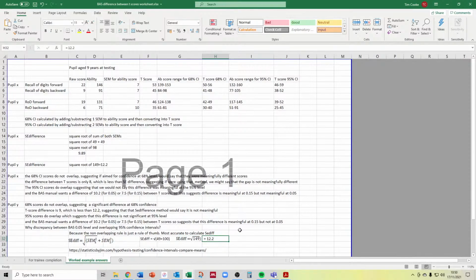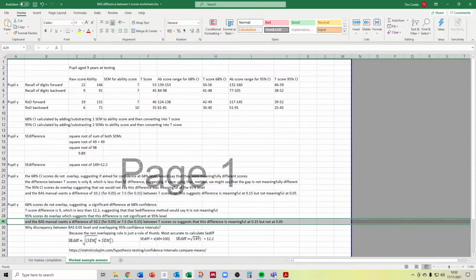So have I just answered my own question? Because that's one level of difference. So that will give me significance at the 68%. Yeah, I haven't answered my own question. That will give me difference at the 68%. And then I double it in order to get significance at the 95%. So I'm looking for a difference of 24. And just those numbers don't match up to what the BAS manual wants. I know I'm making a mistake.